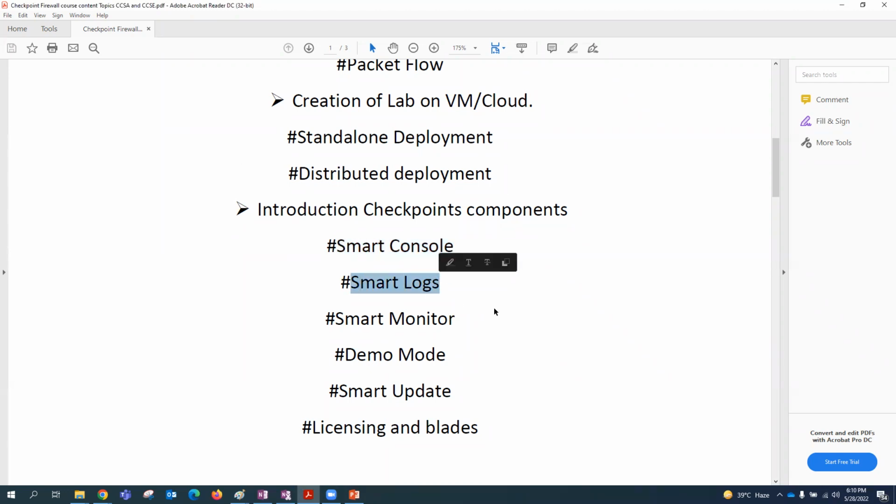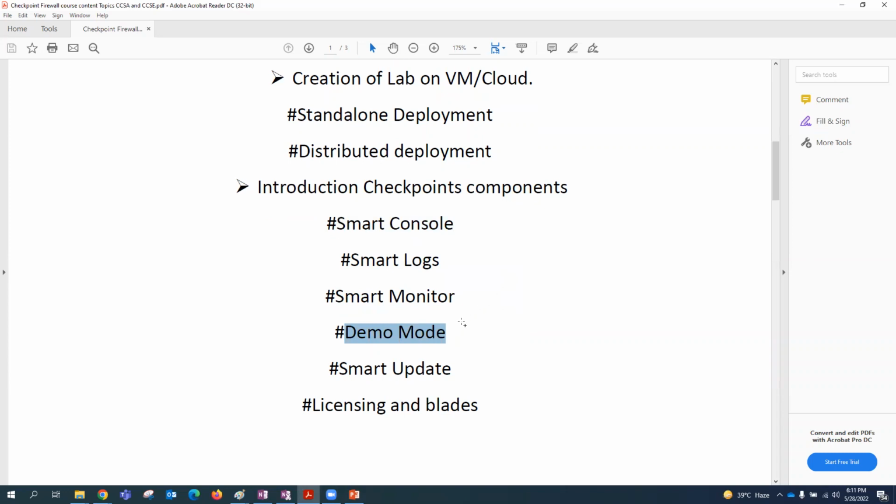Smart logs are basically for the logging, as the name suggests. Smart monitor is to monitor the devices. Demo mode is to get the understanding of the real environment. I'll explain it a bit later.